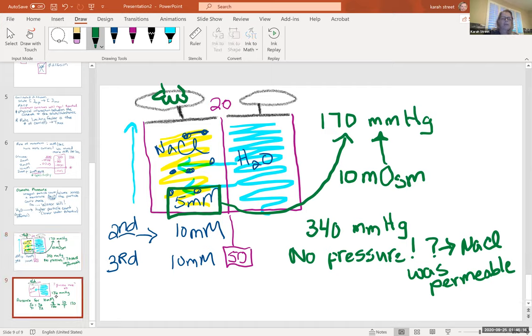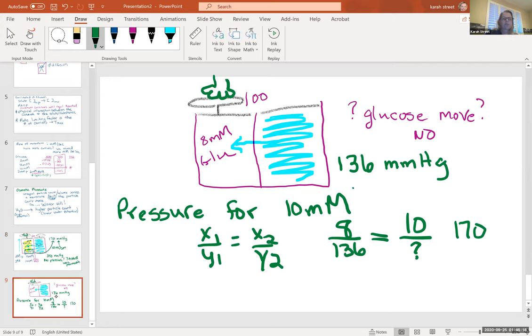In my challenge question, I asked you what is the pressure you would have to apply for 10 millimolar glucose. What is the dissociation factor for glucose? 1. It's 1. So when you were playing with 10 millimolar glucose, you were still playing with 10 milliosmoles, right? Milliosmolar.